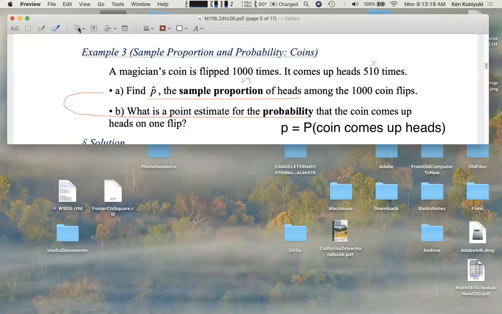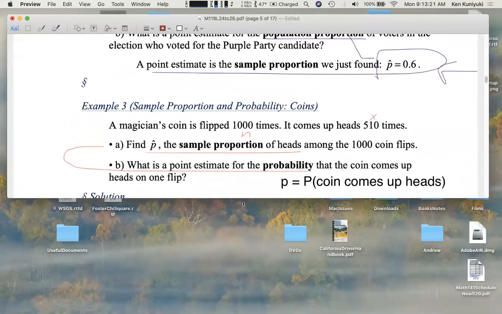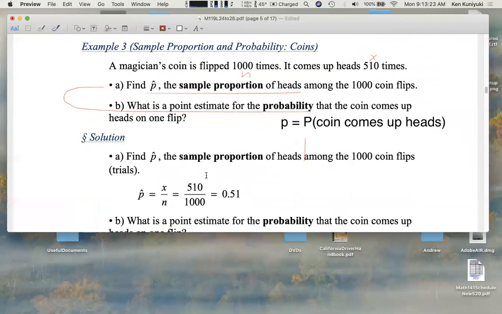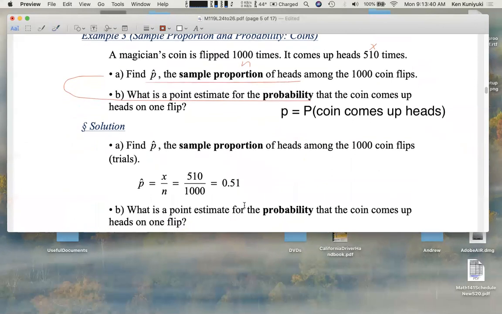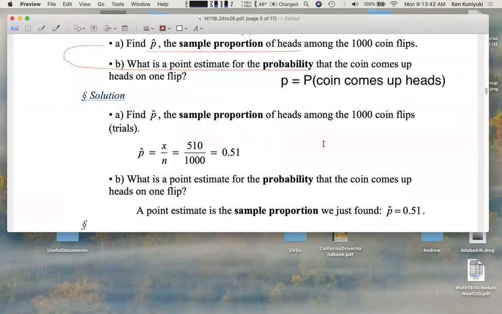All right, so the solution. P hat, the sample proportion of heads, would be x over n. The number of successes, the number of heads, was 510, over the number of trials, 1,000. That's 0.51. So you've got 51% heads among the 1,000 coin flips. And that would be our best point estimate for P, the actual probability the coin comes up heads on a flip. Again, 0.51. P hat is our best point estimate for P.